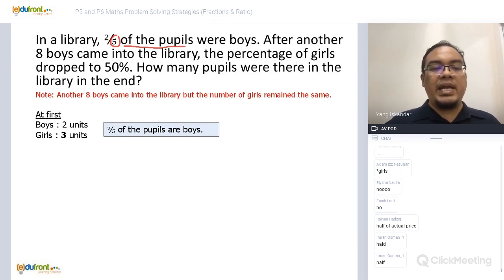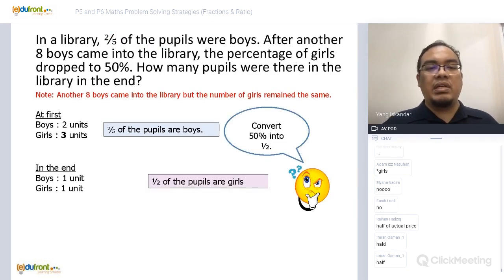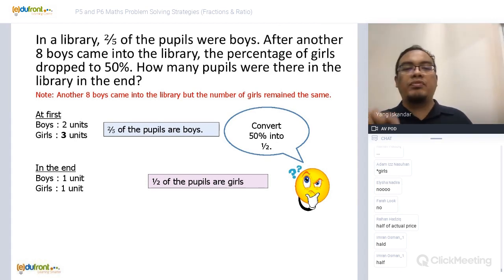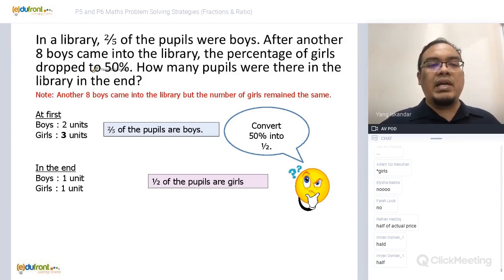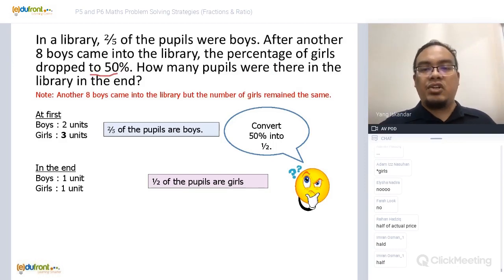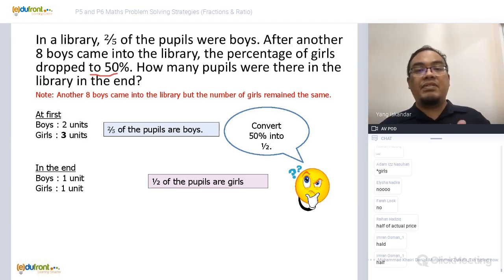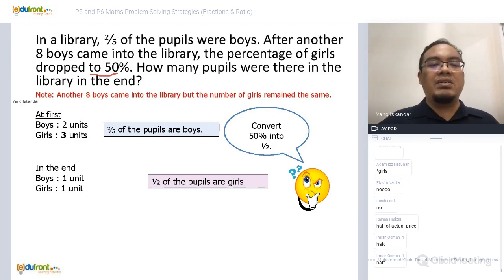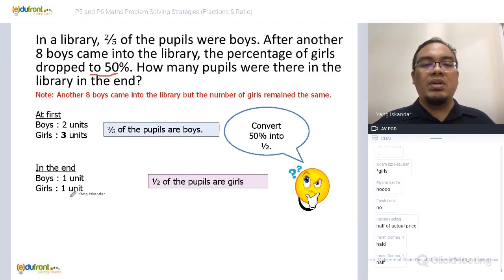Okay, what is the second ratio then? In the second ratio, the after ratio, in the end, they say that the percentage of the girls dropped to 50%. Now take note, they did not say drop by 50%, drop to 50%. And 50%, I'm going to convert it into fraction as well as ratio. Now 50% means what? If the girls are 50%, the other 50% must be boys. So the ratio will be 1:1. Or 50% girls and the balance 50% must be the boys, right? Okay, so I simplify, I get 1 unit is to 1 unit.